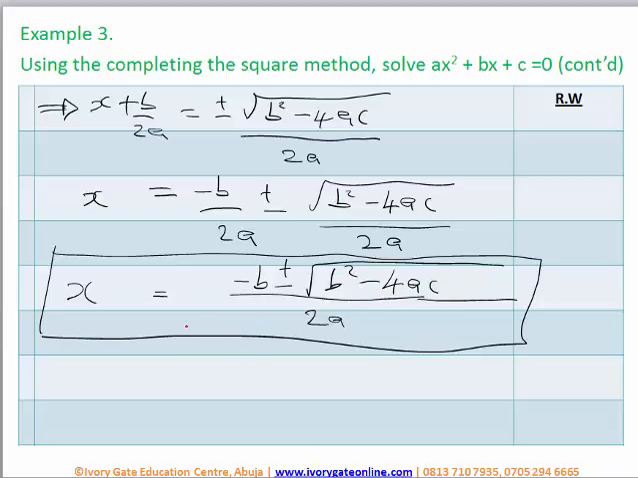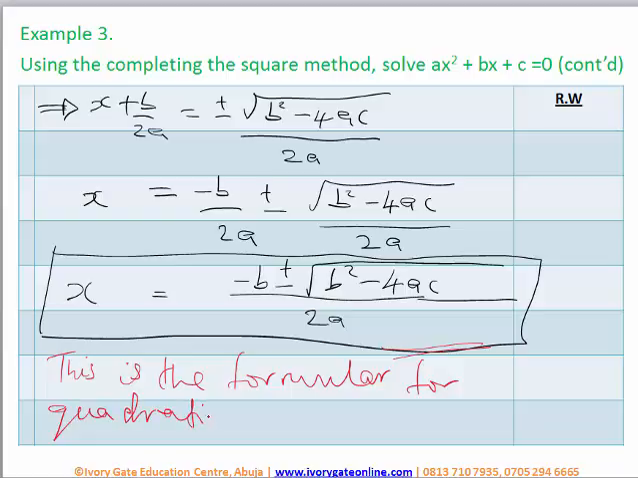Then this gives us the equation, the solution we call what? The formula method. This is the formula for quadratic equation. So here, where a, b, and c are constants, a, b, and c are what? Constants.